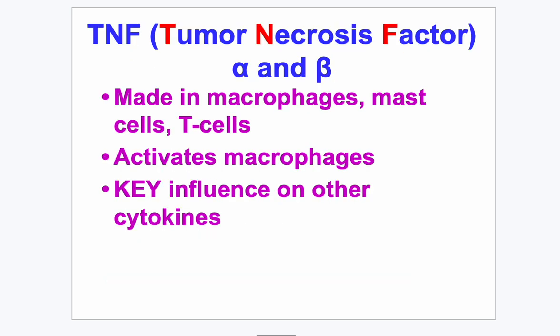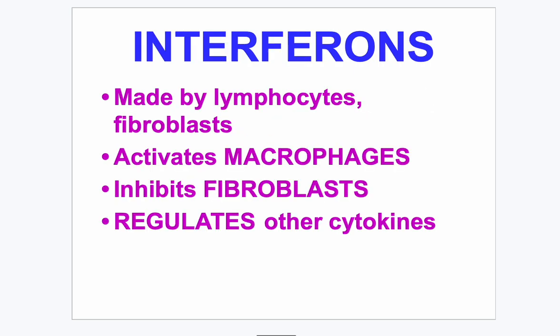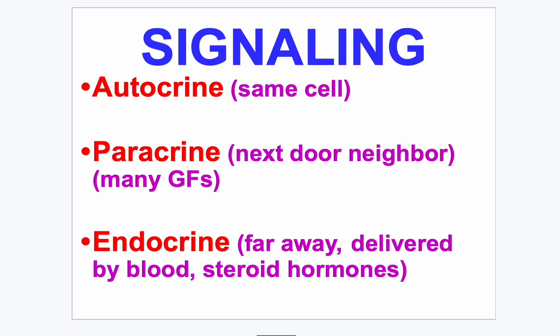Okay, your TNF or your tumor necrosis factor alpha and beta, they are made in your macrophages, mast cells, and T cells. Okay, they activate your macrophages. This is a key influence on other cytokines. Okay, your interleukins, they are made in your macrophages, mast cells, and T cells, but also many other cells. So what is its function? It's for chemotaxis, angiogenesis, and regulation of other cytokines. So your interferons, they are made by lymphocytes and fibroblasts. They activate your macrophages. It inhibits fibroblasts and regulates other cytokines.